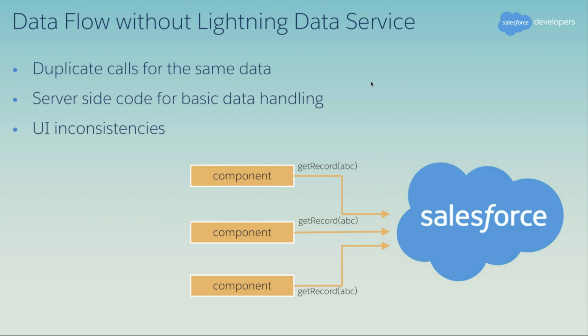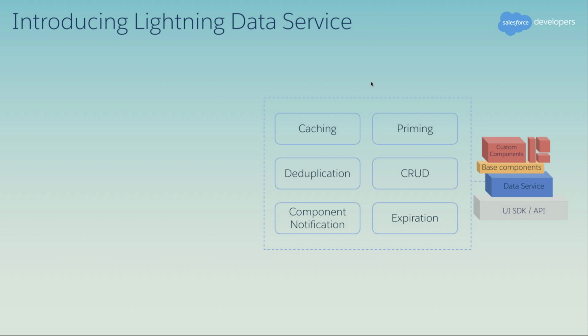We don't want to hit our limits just because we've got 3 components all doing the same thing on the page. And furthermore, this can drive even UI inconsistencies because we are dealing with 3 components all making their calls, and we don't know what the timing is on the results of those calls coming back. So this is sort of where we began when we began thinking about Lightning Data Service. Lightning Data Service is a core that sits in between the UI, SDK, and APIs and our components, and it provides a number of different features.